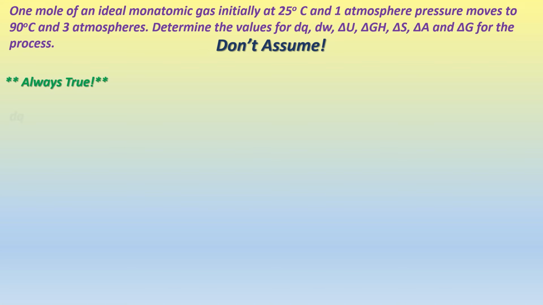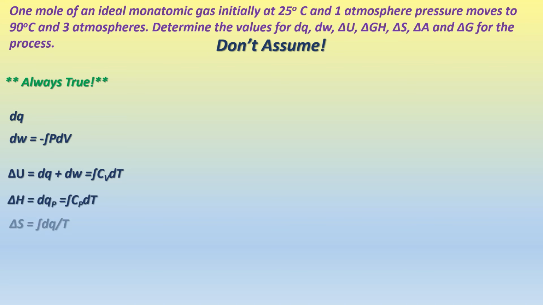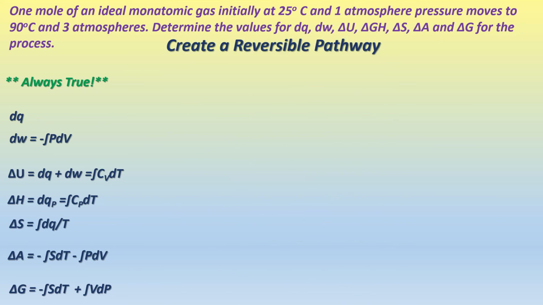Things still stay the same, though. You still have your fundamental thermodynamic definitions: heat, work, internal energy, enthalpy, entropy, Helmholtz energy, and Gibbs energy. So what you have to do if you have an irreversible process is create what's called a reversible pathway. Essentially, break the process up into steps.